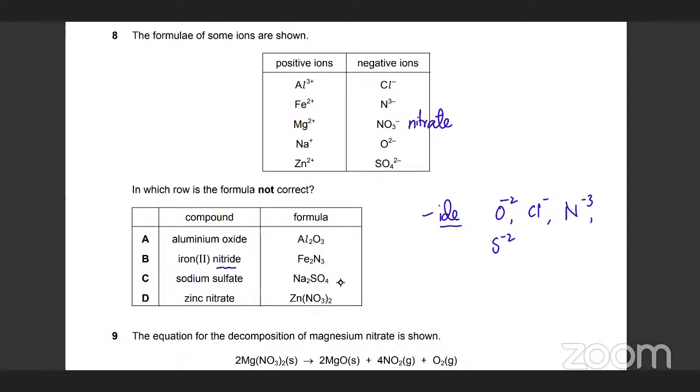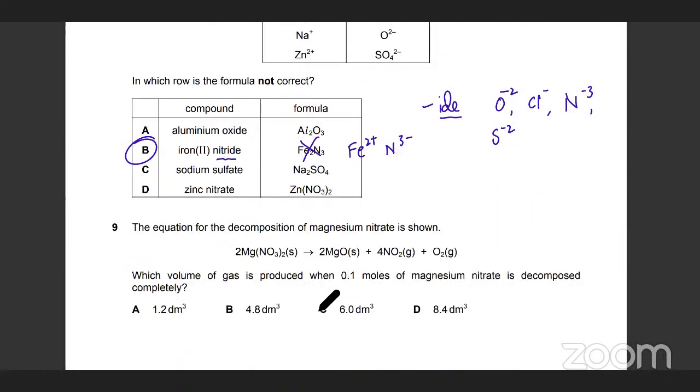And is the formula correct? Fe has a charge of what? 2 plus? And N has a charge of 3 minus. So is the formula correct? No, it's not correct. It's going to be Fe3N2, right? Yes. So that's the wrong one, not correct. So it's B. Sodium sulfate is fine. Zinc nitrate is also fine.